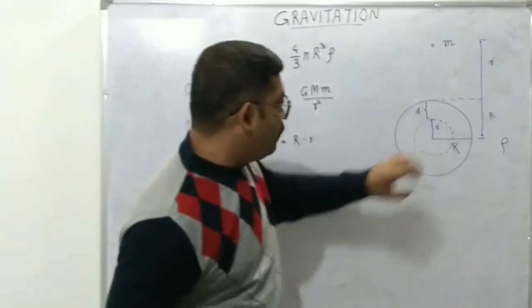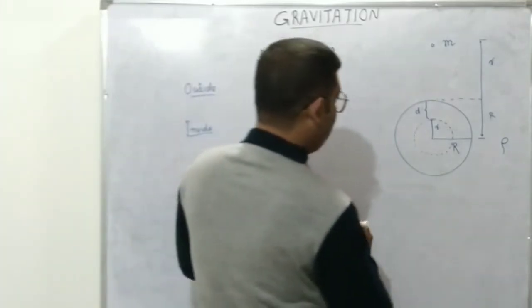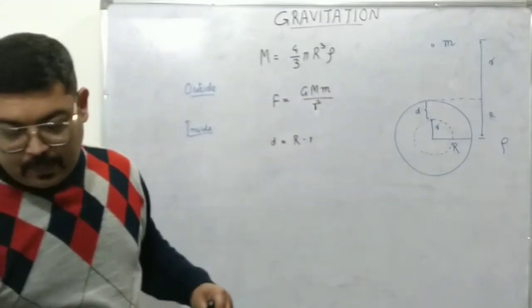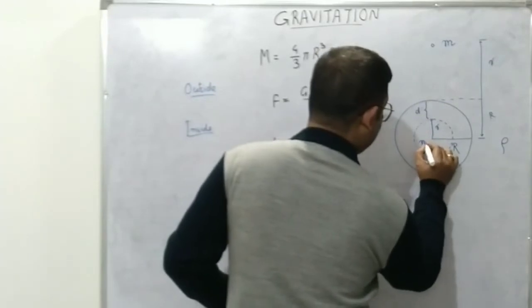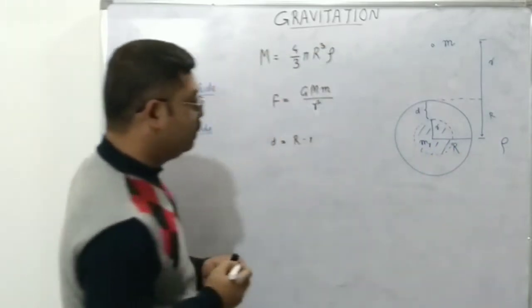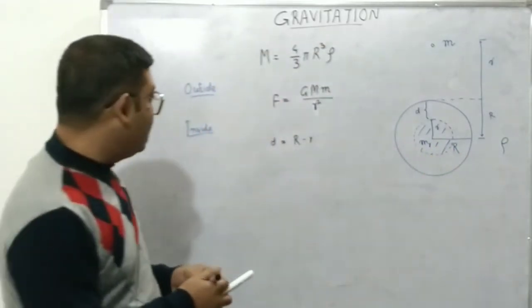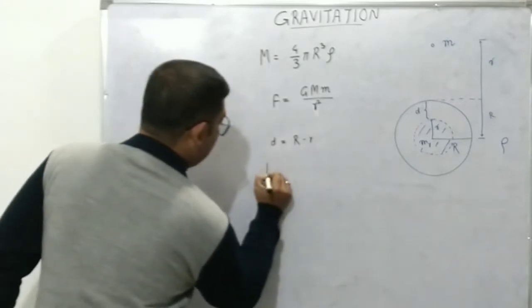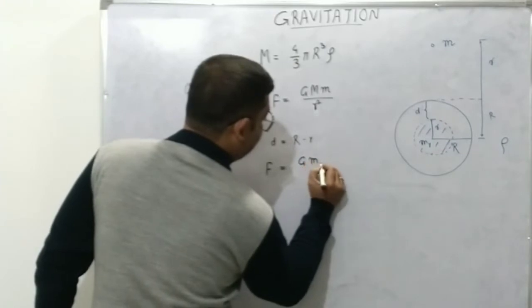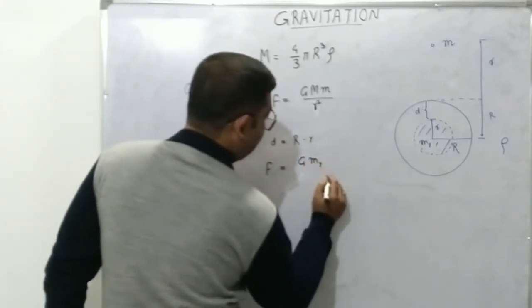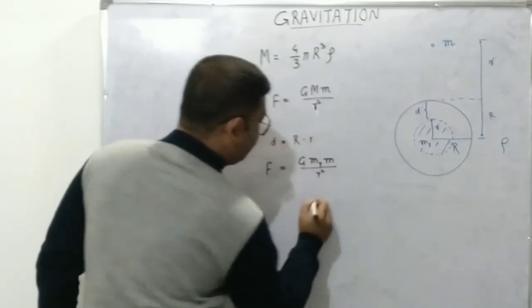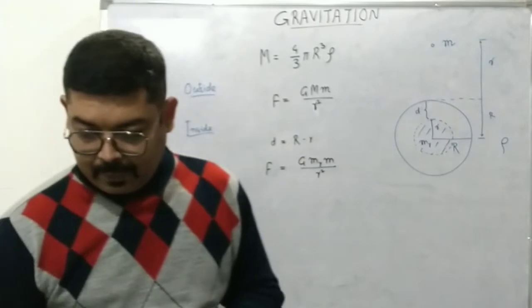So if we consider the inner sphere, then this inner sphere will have a certain mass, right? Let's call this mass m_r for this inner sphere. Applying the shell theorem, the force of gravitational attraction will be given by G m m_r by r squared. Same.